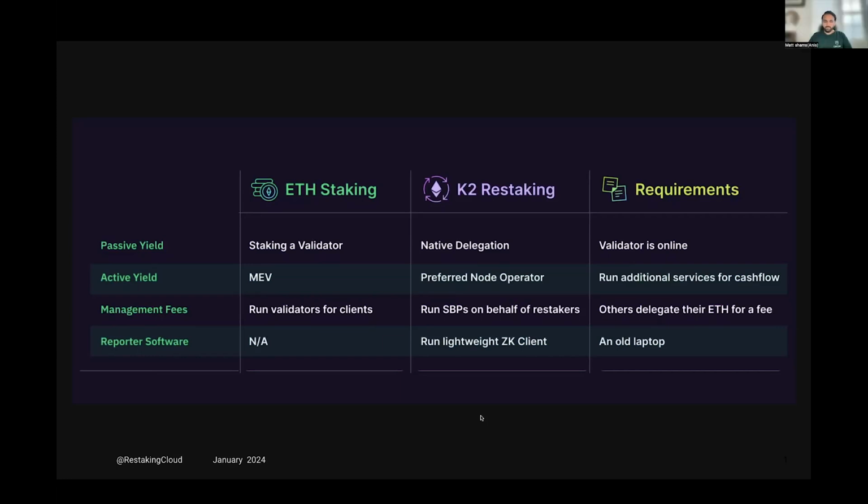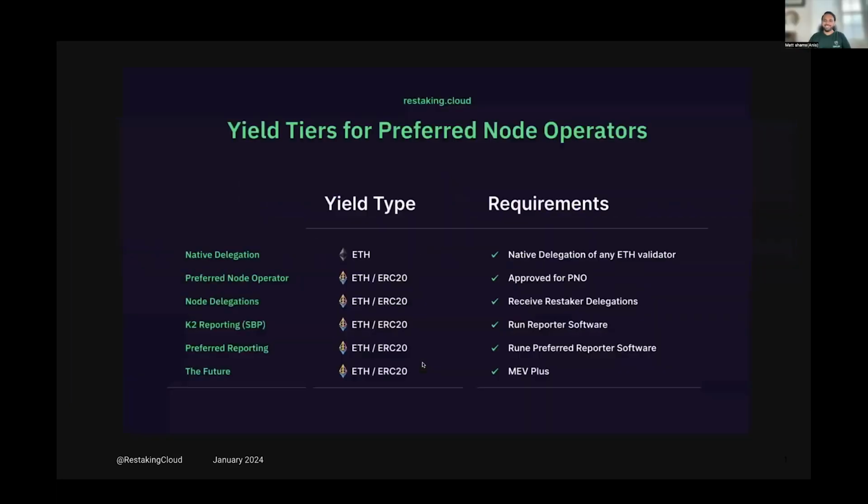Cool. Yeah, that makes a lot of sense. It does 100% make sense. What are the yield tiers? I want to see the yield tiers. Well, that's the next slide. Yeah.